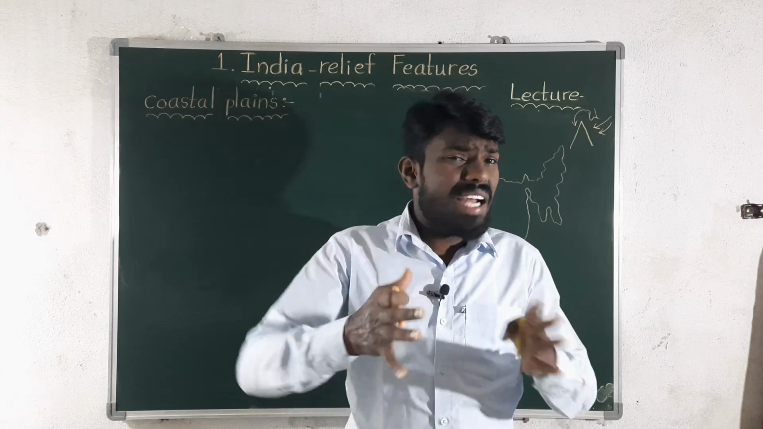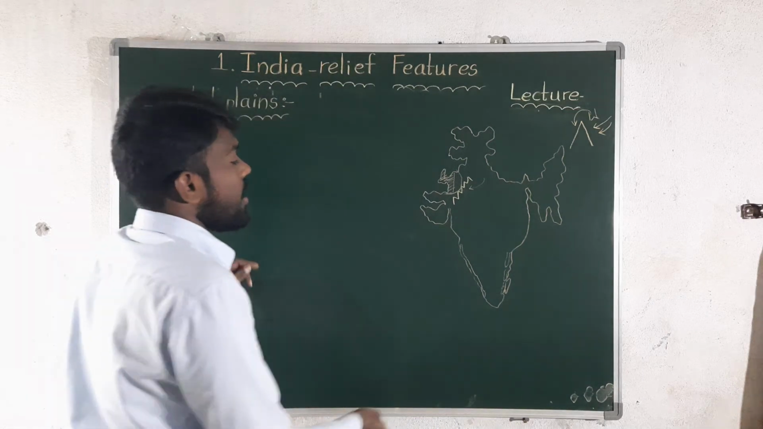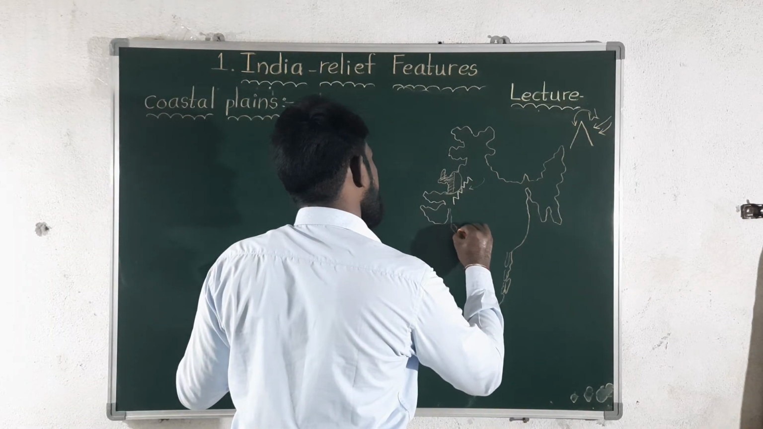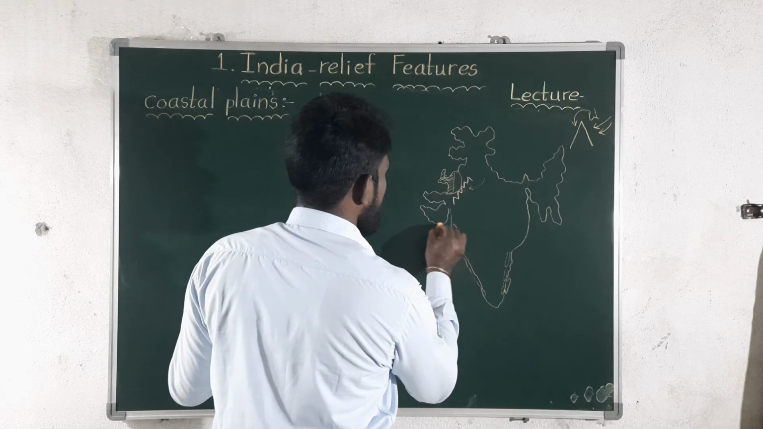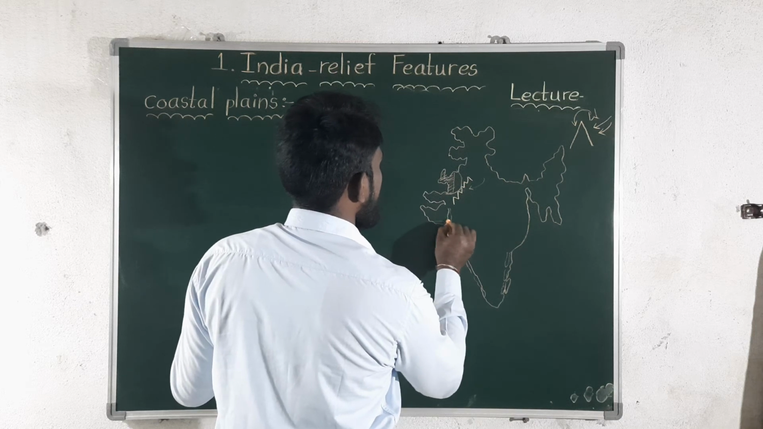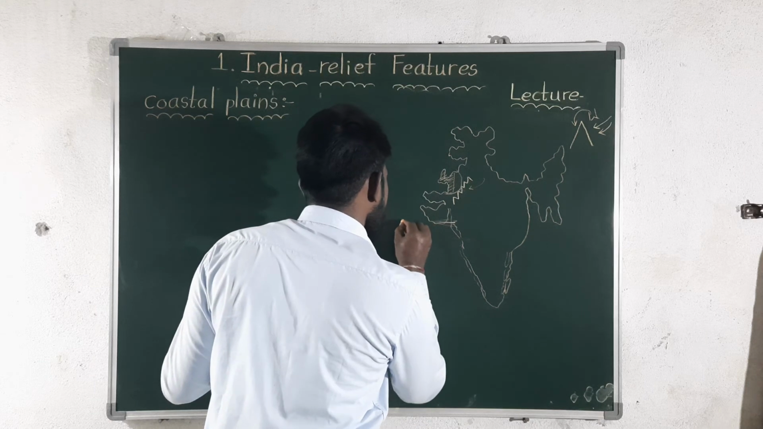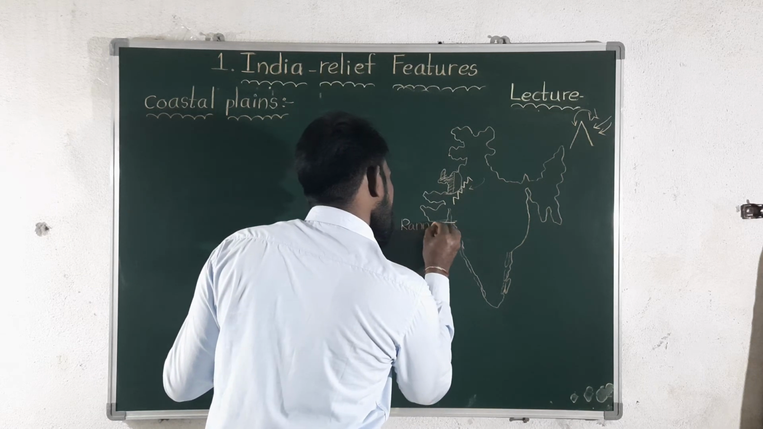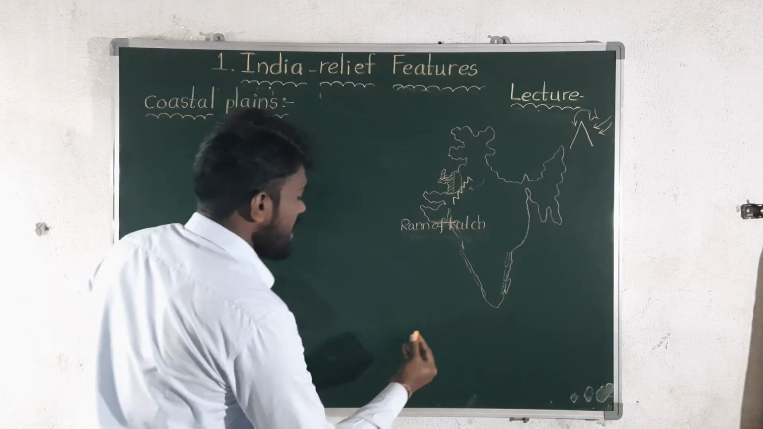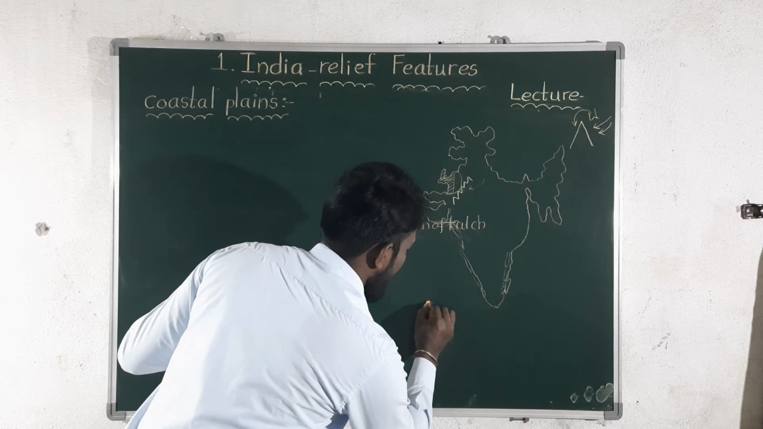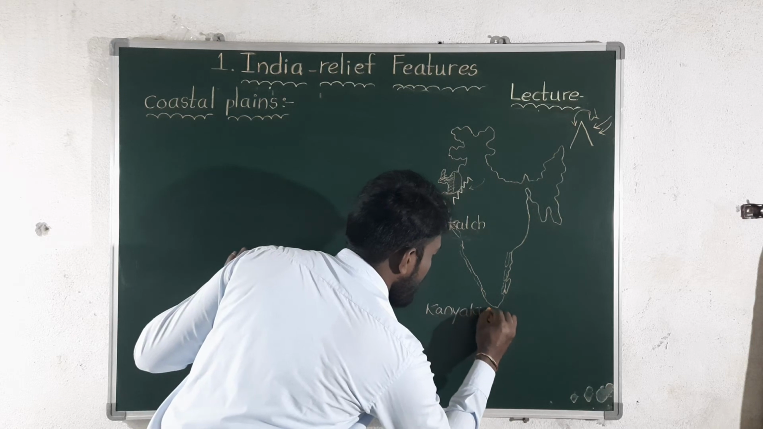The western coast starts from the Rann of Kutch and ends at Kanyakumari. Here is the place, the Rann of Kutch region, where the western coastal plains start. And it ends at Kanyakumari in Tamil Nadu.